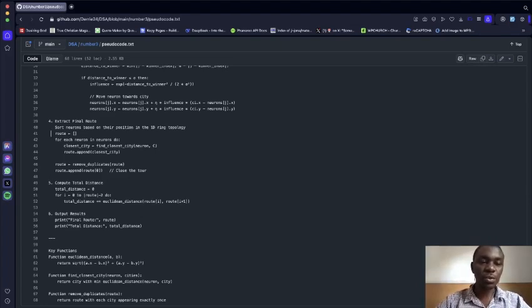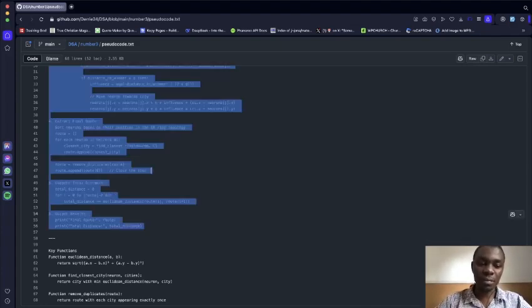Based on the position where you are, you get the nearest, and then just keep appending them to the result route, the final route. This is just to remove the duplicate routes so that we have a valid tour. Then you compute the distance, because you want the distance that's going to be traveled by the salesperson, and then you give the final output of the result.